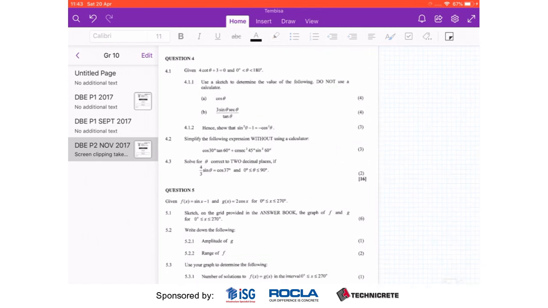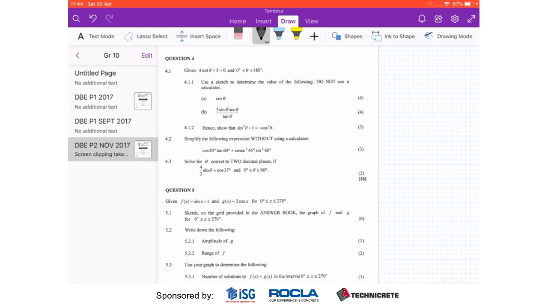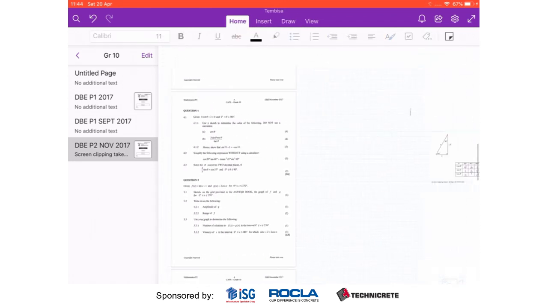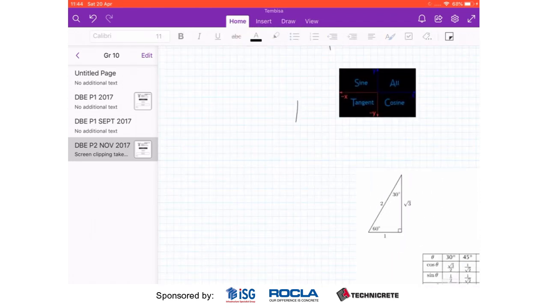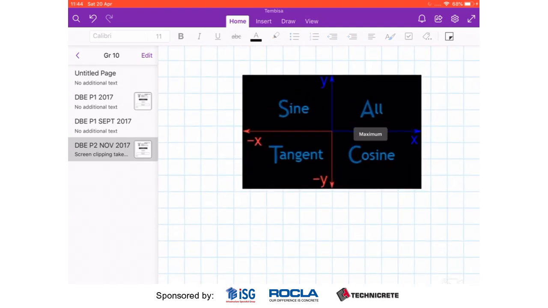Question 4 says, given that 4 cot theta plus 3 is equal to 0, and theta is between 0 and 180, use a sketch to determine the value of the following. Do not use a calculator. Okay, so this is making use of a Cartesian plane. So I put this here to revise the Cartesian plane.